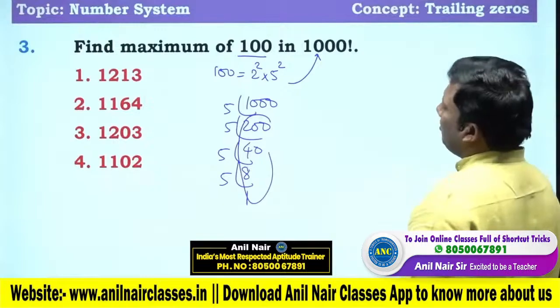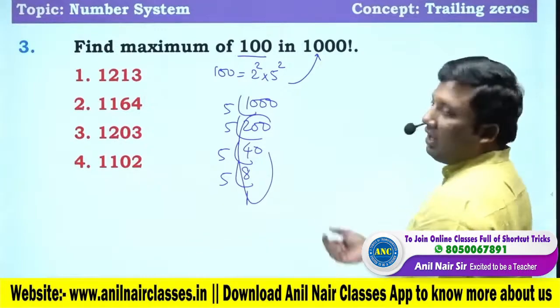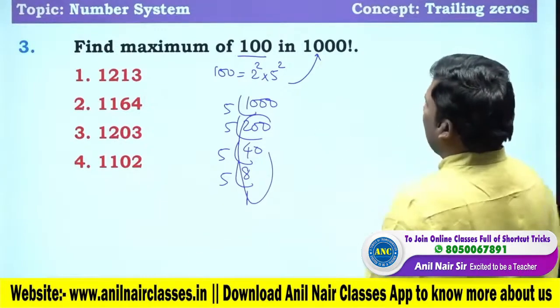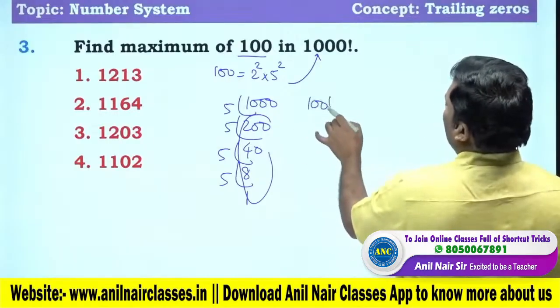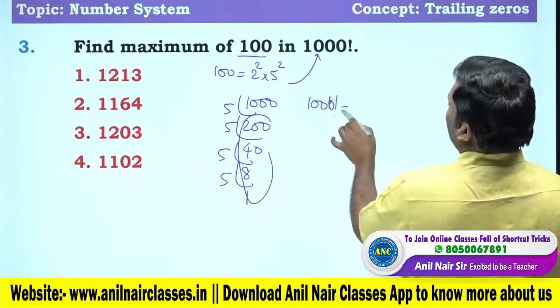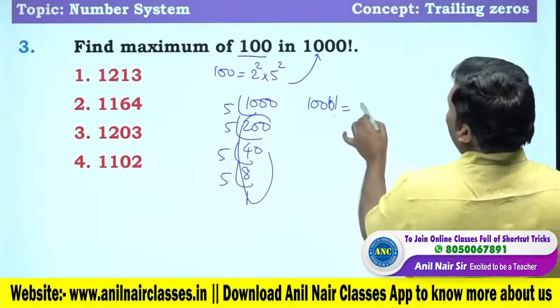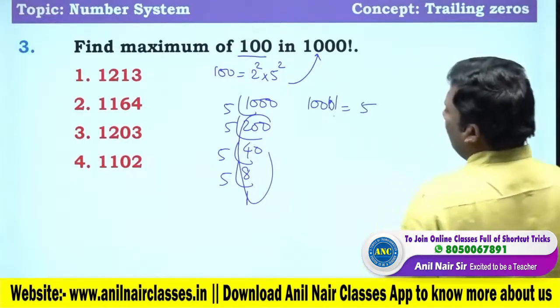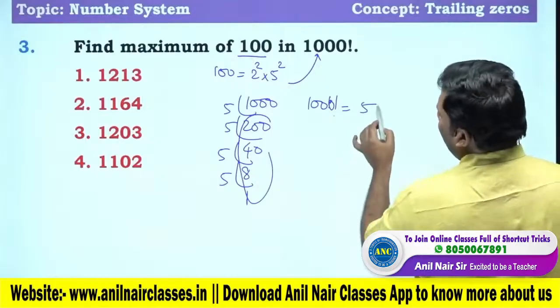Find the maximum power of 100 in 1000 factorial. 100 is 4 into 25. So 1000 factorial can be written as 5 power. How much it is? 248.